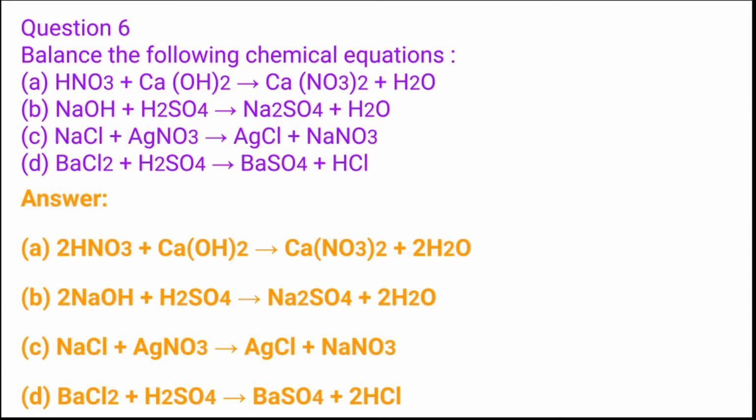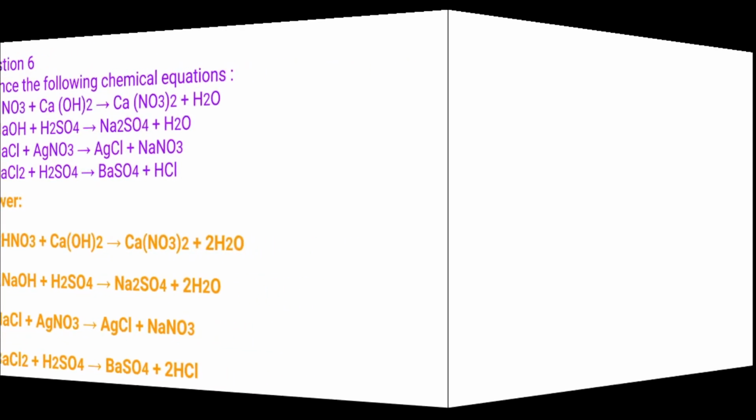And third one is NaCl plus AgNO3 gives AgCl plus NaNO3. And the answer is, it is already balanced. NaCl plus AgNO3 gives AgCl plus NaNO3. Finally, BaCl2 plus H2SO4 gives BaSO4 plus HCl. While balancing we get BaCl2 plus H2SO4 gives BaSO4 plus 2HCl. Let's move on to the next question.